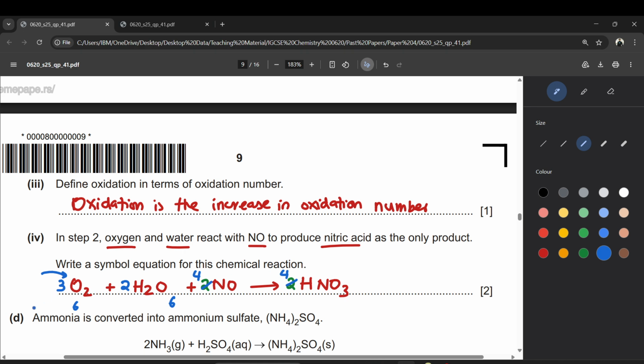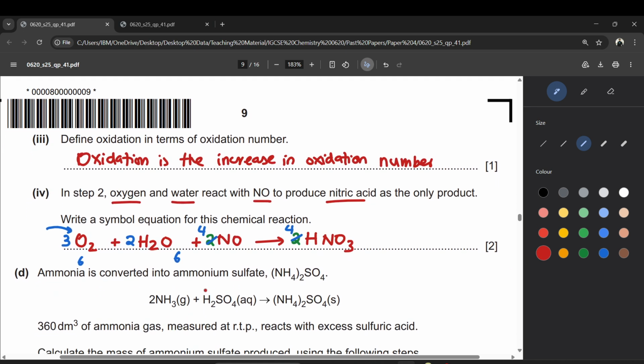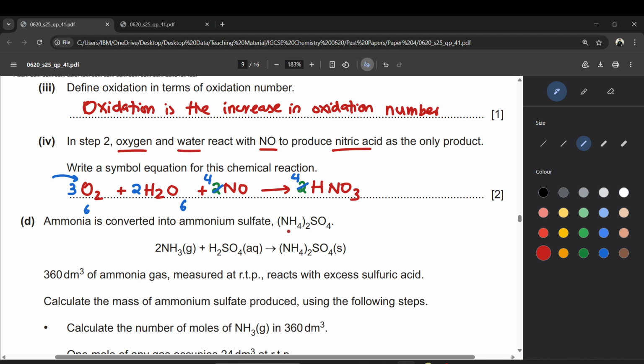Okay, the next one is ammonia is converted into ammonium sulfate.